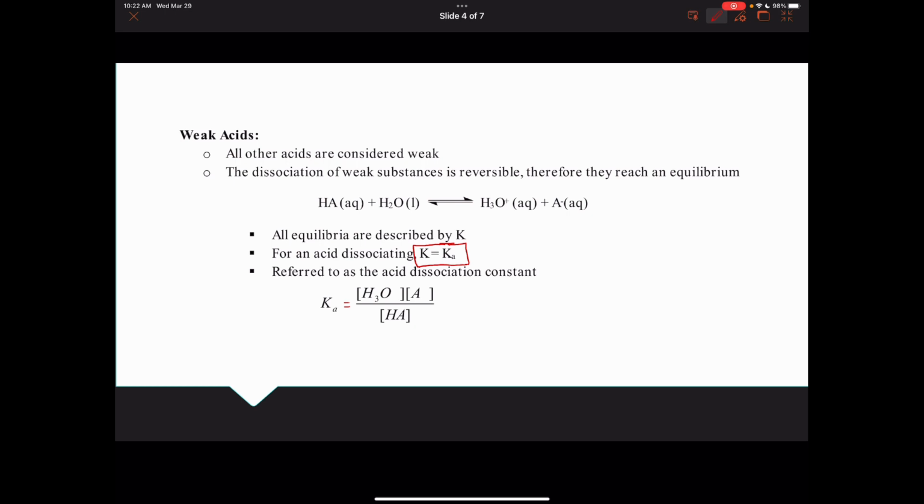So we set up a K. All Ks are set up the same. K is going to be equal to the concentration of each of my products raised to their coefficients, so their coefficients are all 1, divided by my reactant. And remember that when we've got things like pure water, we're going to omit those from our K expression. So my Ka is equal to the concentration of my hydronium times the concentration of my conjugate base divided by the concentration of my original acid.